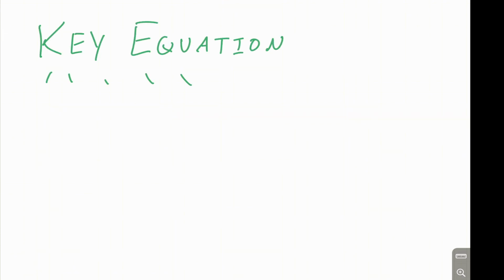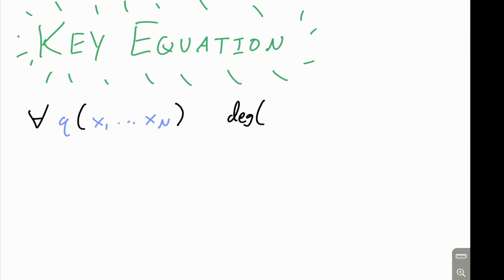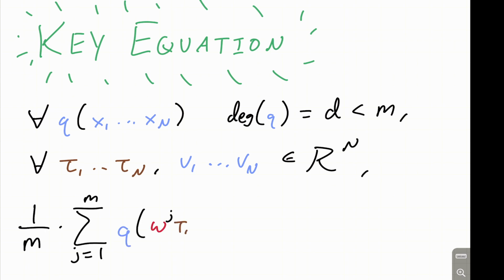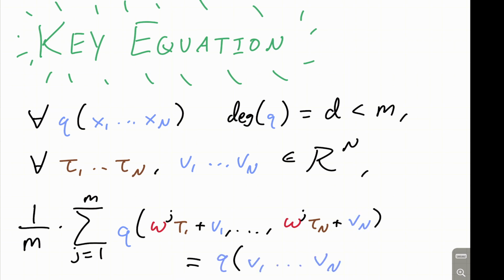Okay, now we can state our key register program equation. For any n-variate polynomial q of degree d strictly less than m, and any two n-dimensional points, tau and v, 1 over m times the sum of j equals 1 to m of q evaluated on omega to the j tau plus v is just q evaluated on v. First, let's see why this is true.